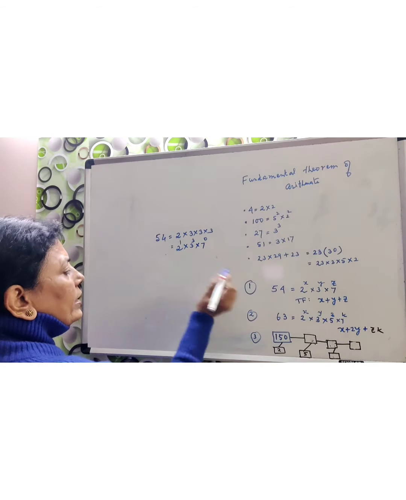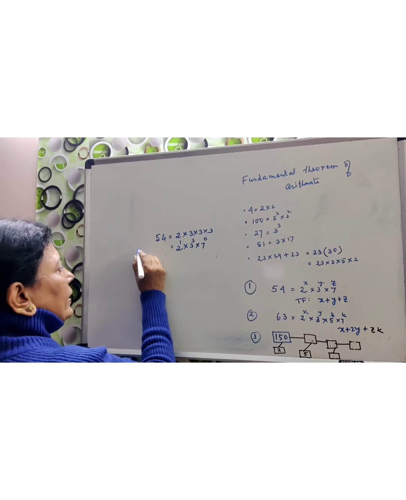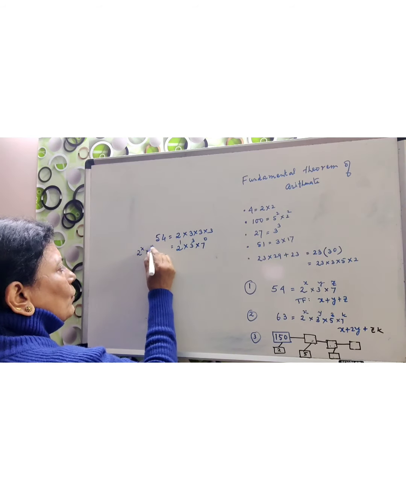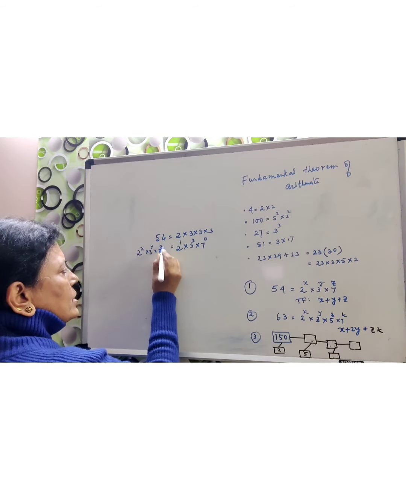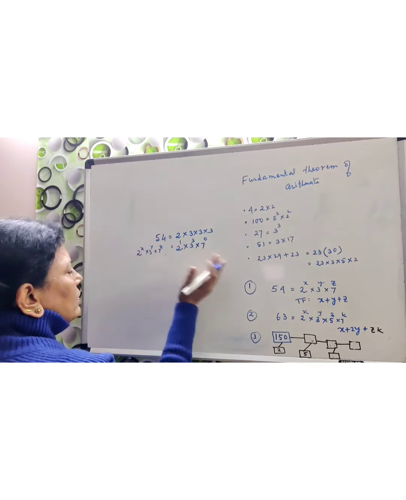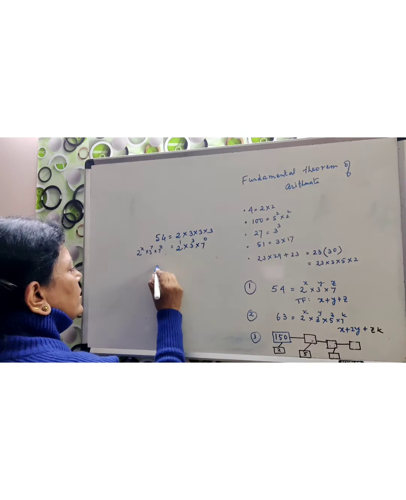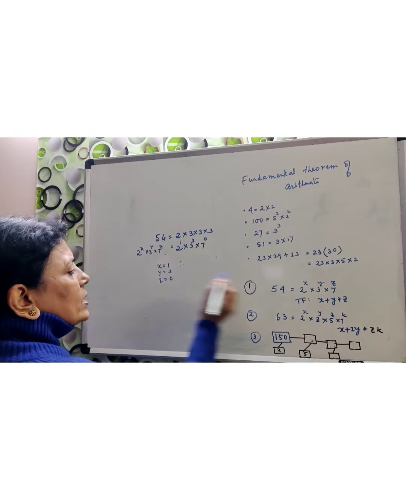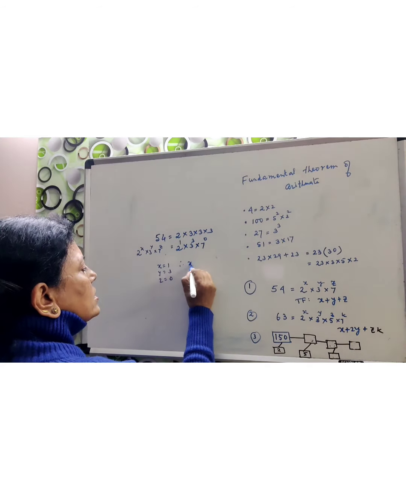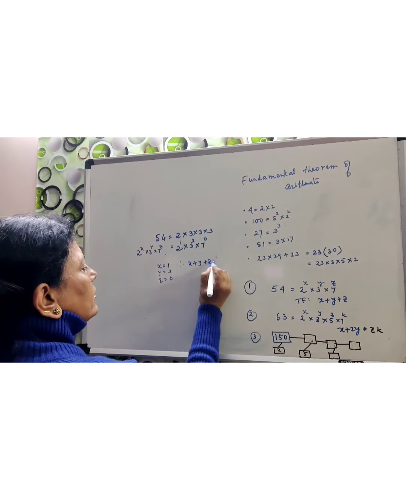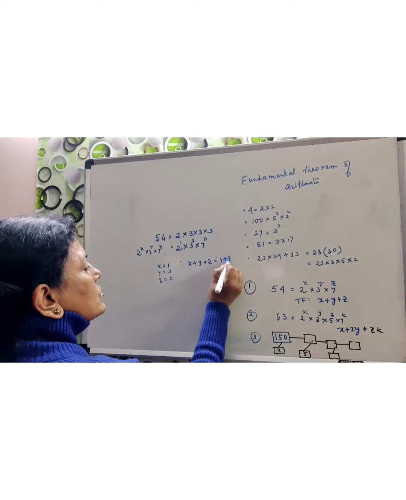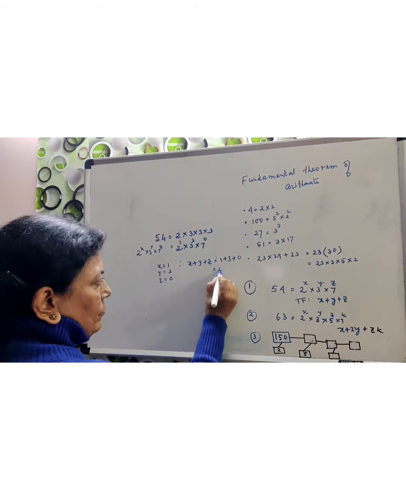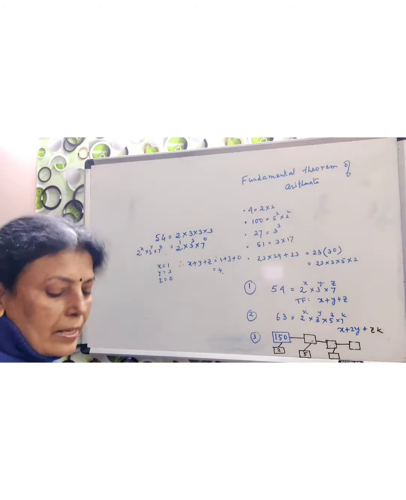Now comparing this with 2 to the power x into 3 to the power y into 7 to the power z, we can compare left hand side and right hand side. We can say x is equal to 1, y is equal to 3 and z is equal to 0. So x plus y plus z is equal to 1 plus 3 plus 0, that is 4. Okay. Now second problem.